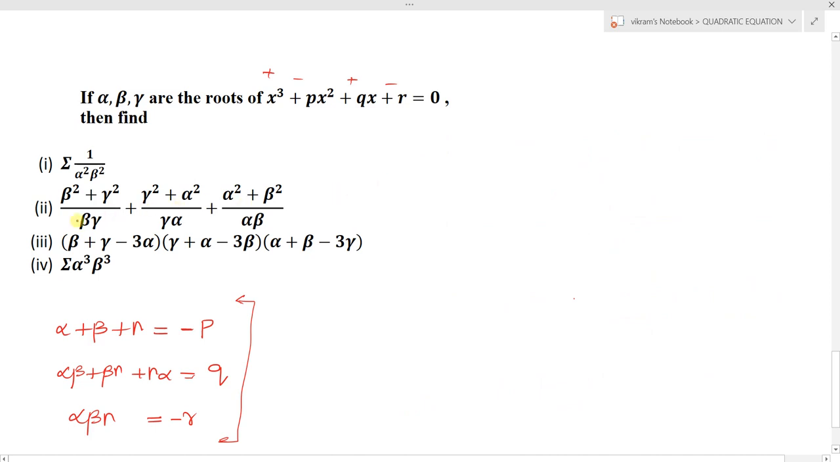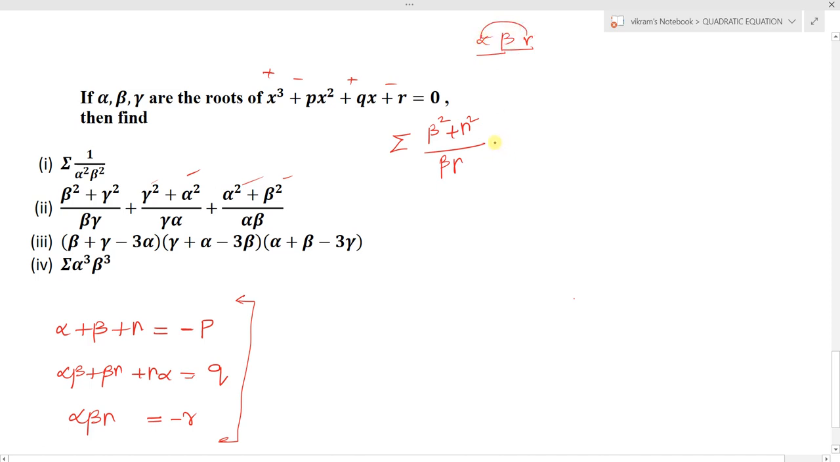So the next question is beta square gamma square by beta gamma plus gamma square alpha square by gamma alpha plus alpha square beta square by alpha beta. The second one can also be simplified: the summation of beta square plus gamma square by beta gamma. So the first term is in terms of beta gamma, the next term is gamma alpha, the next term is alpha beta.